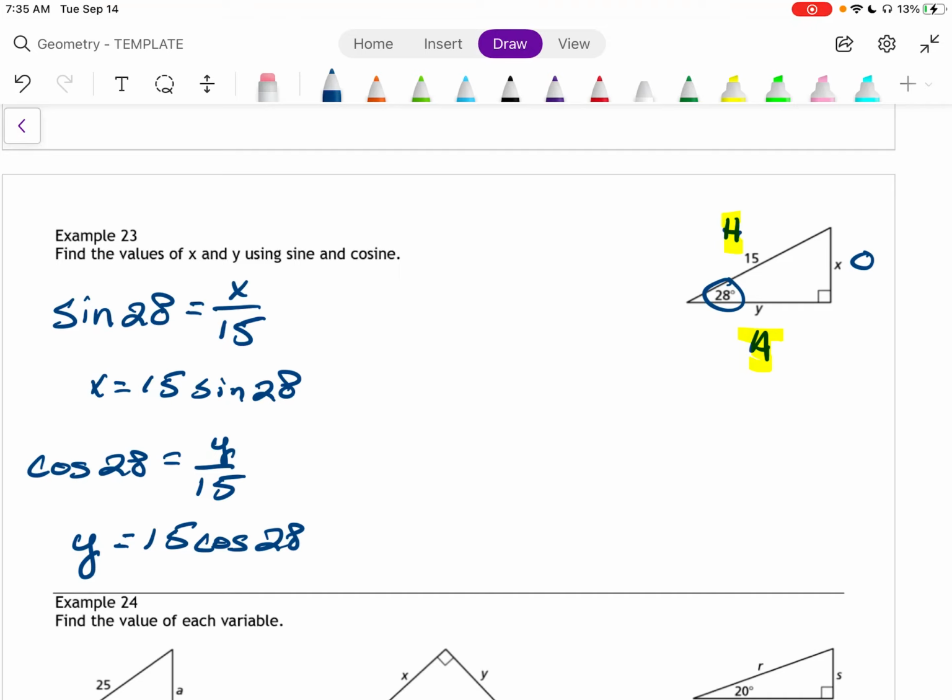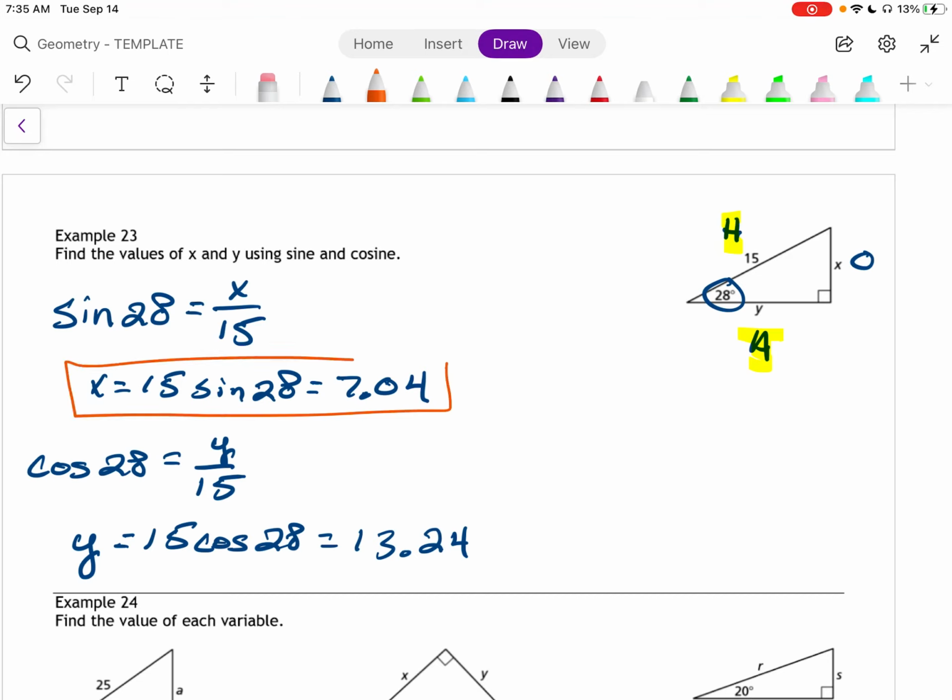So typing this in the calculator, I'm going to go back to x. So 15 sine of 28 gives me 7.04. And then for y, it's going to be 15 cosine of 28, and that gives me 13.24. So these are my answers.